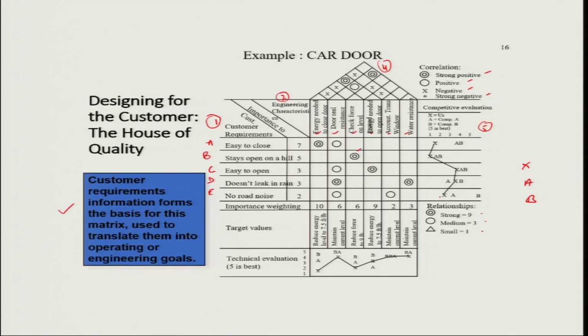So, this is a small example, and why we call it house of quality, because ultimately you will find the shape which is coming out is like a hut. The shape which is coming out is like a hut, that is why it is called house of quality.